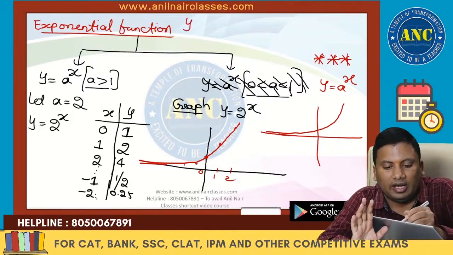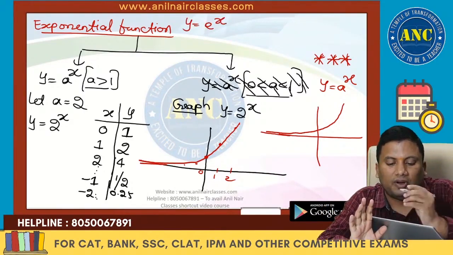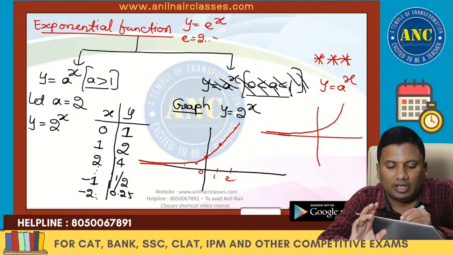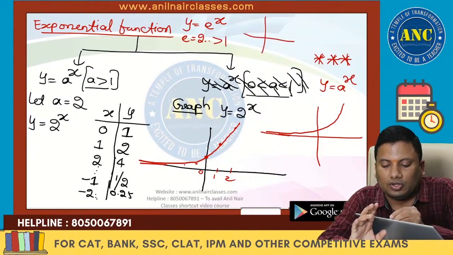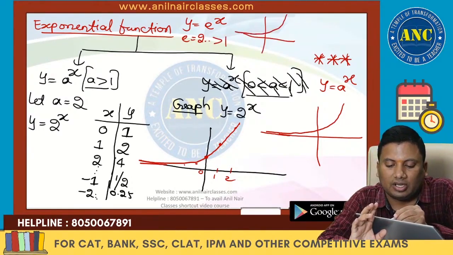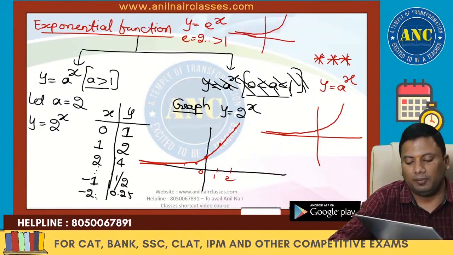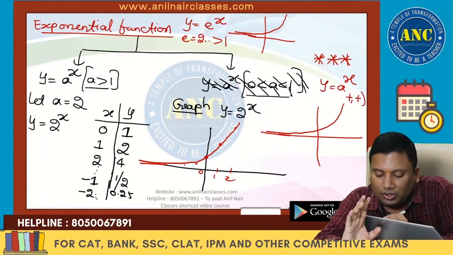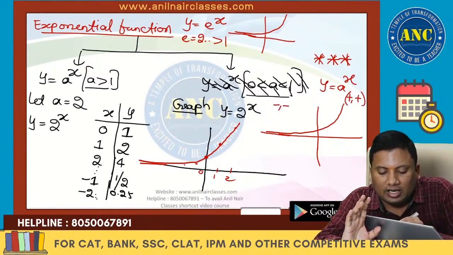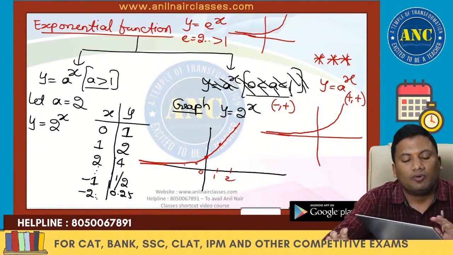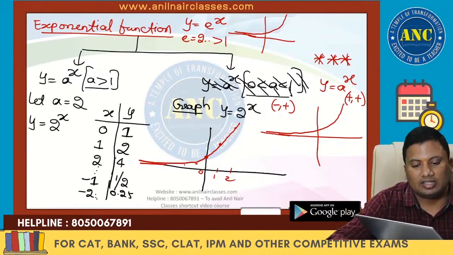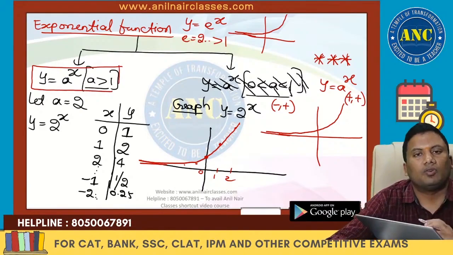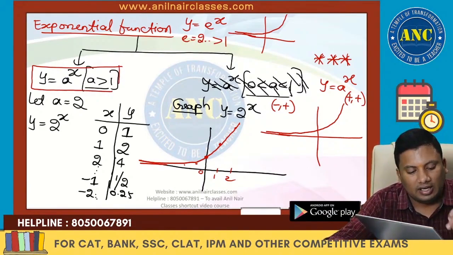So if anybody asks you to draw the graph for y equivalent to e power x, e is 2 point something, is it greater than 1? Yes. So the graph will be, now graph is not drawn to the scale, the graph will be like this. First quadrant x positive, y positive. Second quadrant x negative, y positive. Y is always positive. This is the graph for y equivalent to a power x, a greater than 1.